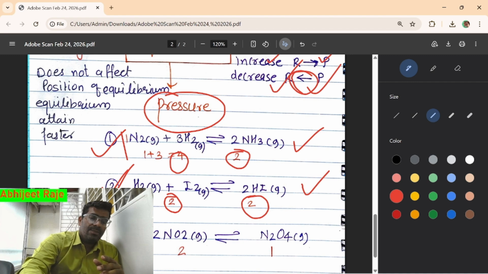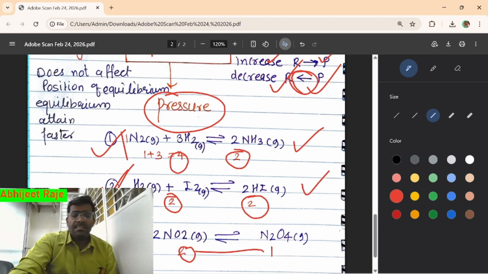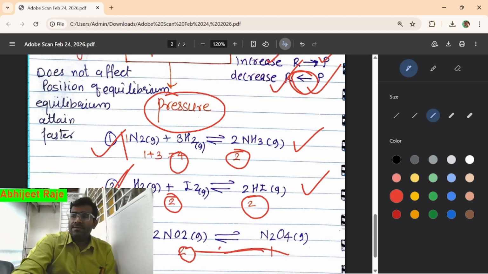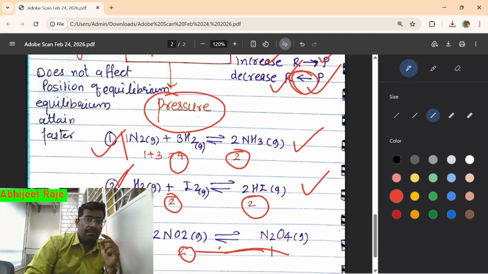In the third reaction, 2NO2 with the equilibrium sign gives N2O4. Same thing here, 2 moles become 1 mole. So I have to increase the pressure. If I increase the pressure, equilibrium shifts towards the right. Now the same reactions I can write in reverse. For this reaction, a decrease in pressure shifts the equilibrium towards the left hand side.